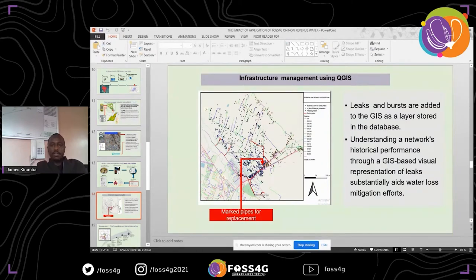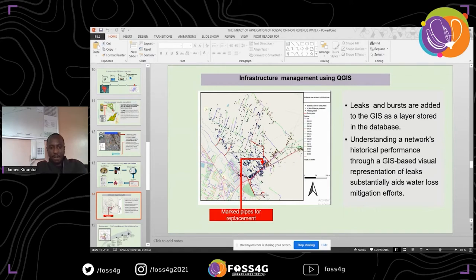Infrastructure management using QGIS. Leaks and bursts are added to the GIS as a layer, and it is stored in the database. This helps us to understand network historical performance. A GIS-based visual representation of leaks substantially aids water loss mitigation effort.